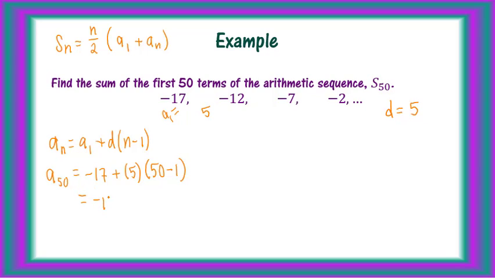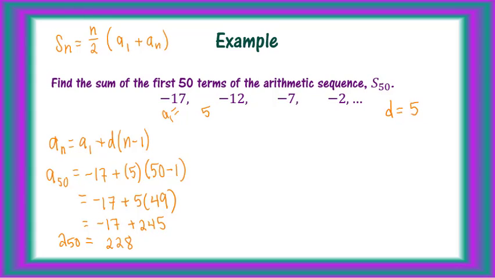So I have negative 17 plus 5 times 49. So I have negative 17 plus 245, 5 times 49. And combining those two, I have 228 as a sub 50.